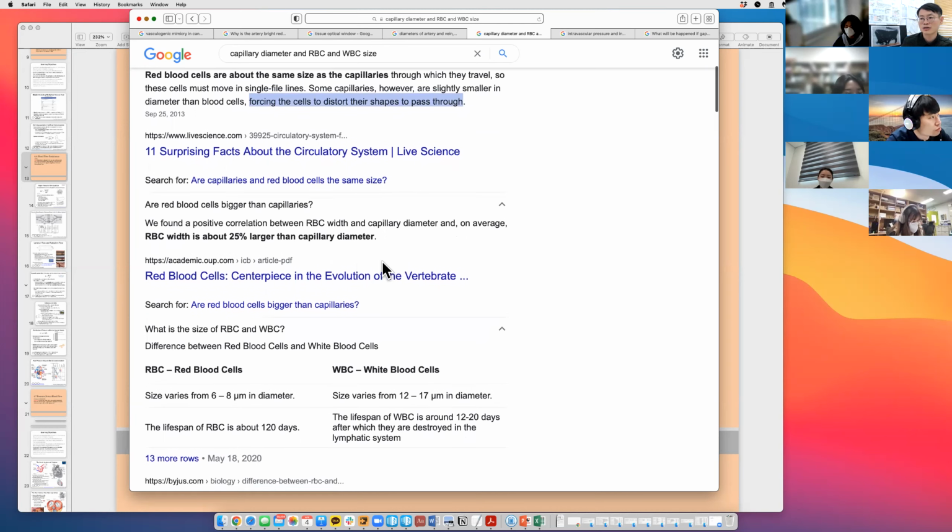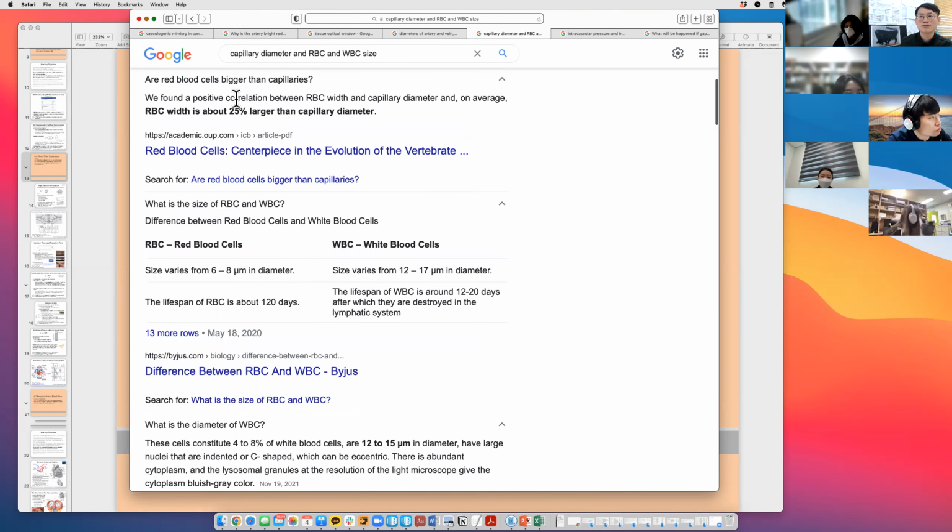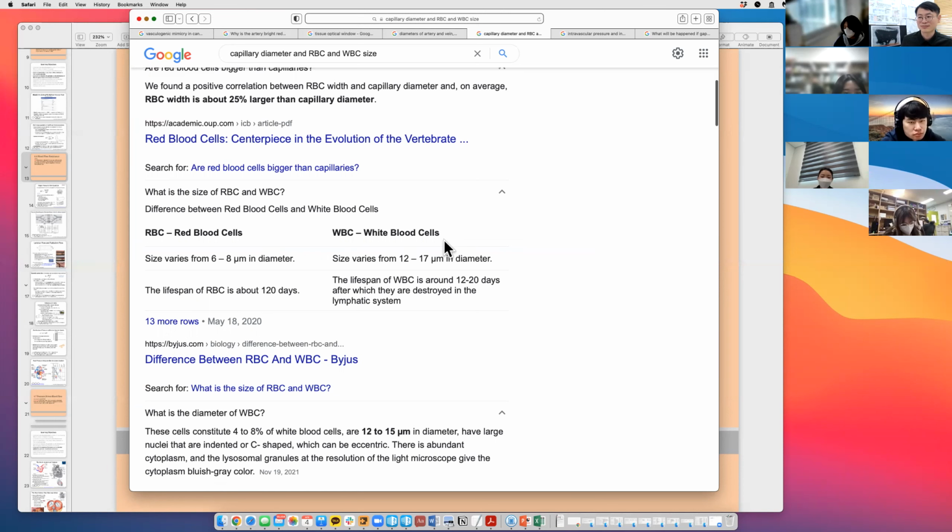Okay. So look at this. RBCs bigger than capillaries. We found, or they found, RBC width is about 25% larger than capillary diameter. So what do they implicate? The flexibility of RBCs is important in our health. And also the capillary has to have enough strength of resistance not to rupture if RBCs are hard.